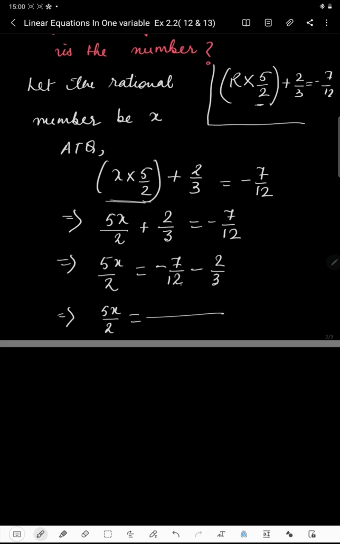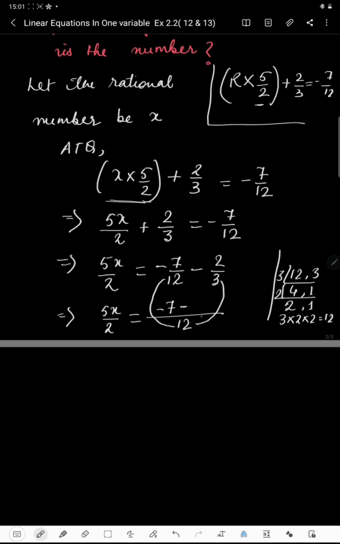Now we'll find the LCM of 3 and 12. Now see, LCM of 3 and 12: 3 fours are 12, 3 ones are 3, 2 twos are 4. So 3 into 2 into 2 will be 12. So the LCM will be 12. Now LCM will be divided by the denominator. So 12 divided by 12 is 1. 1 into the numerator, so minus 7 into 1 is minus 7. Then minus sign. Now 12 divided by 3 is 4. 4 into 2 is 8.